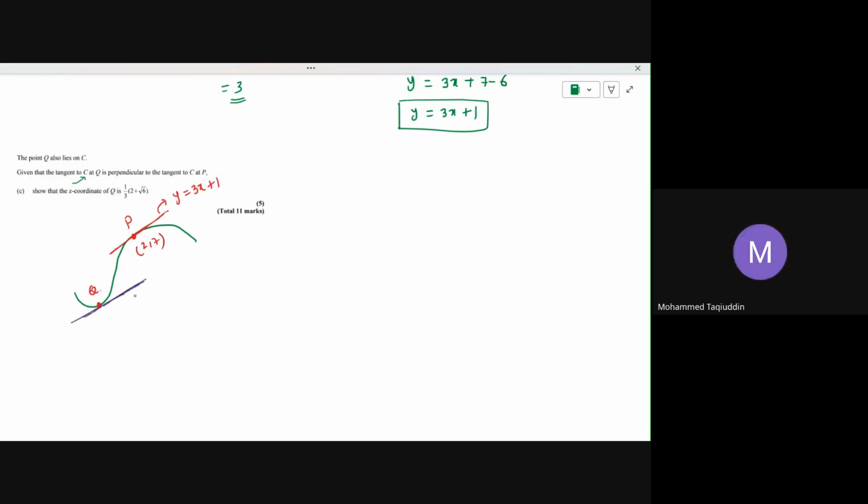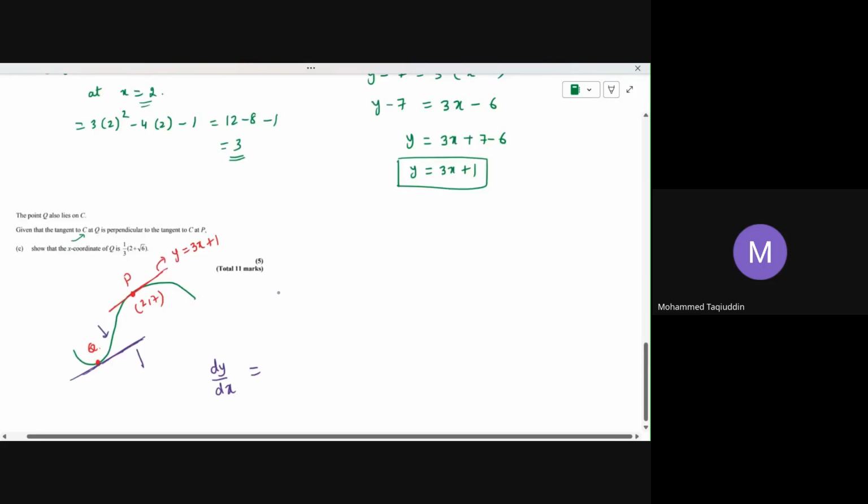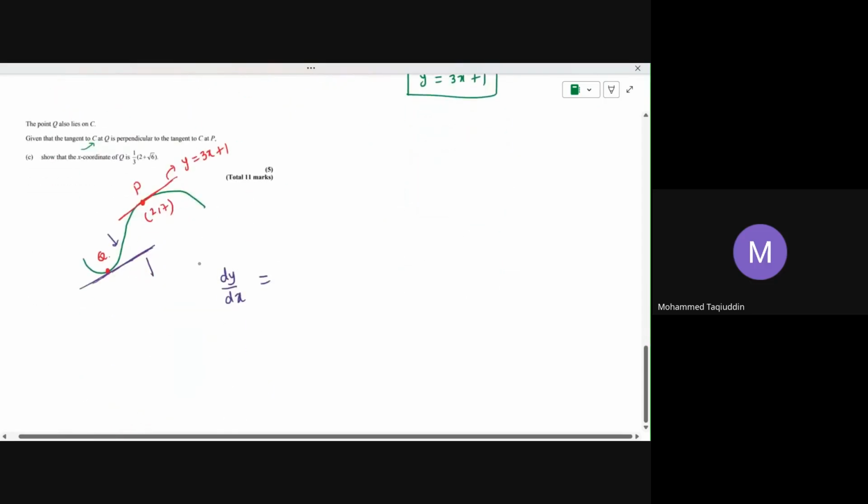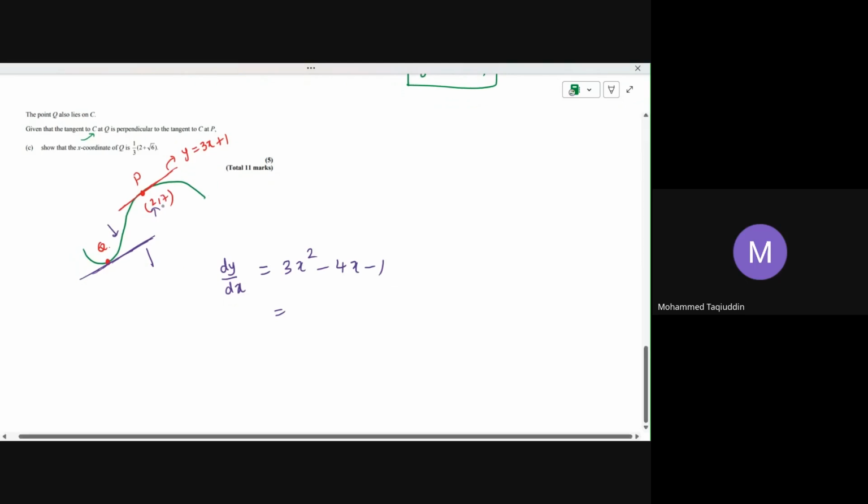Do I have to differentiate again? No, I already know the differentiation. I have already differentiated the function earlier. That is, I got 3x squared minus 4x minus 1. I just have to change my point. Initially, I found the value of the gradient at x equals 2. In this question, we are also finding the value of the gradient at Q.